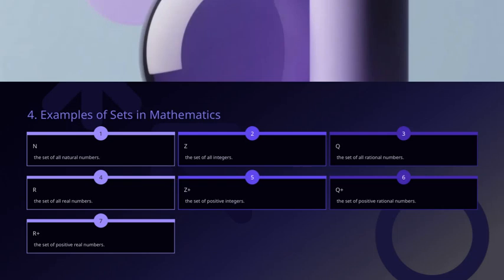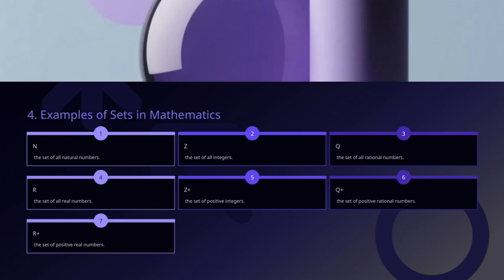Let's take a closer look at some common sets of numbers in mathematics. First, we have Q+, which represents the set of positive rational numbers. These are numbers that can be expressed as a fraction, where both the numerator and denominator are integers, and the denominator is not 0. Next, we see Q, the set of all rational numbers. This includes both positive and negative fractions, as well as 0.